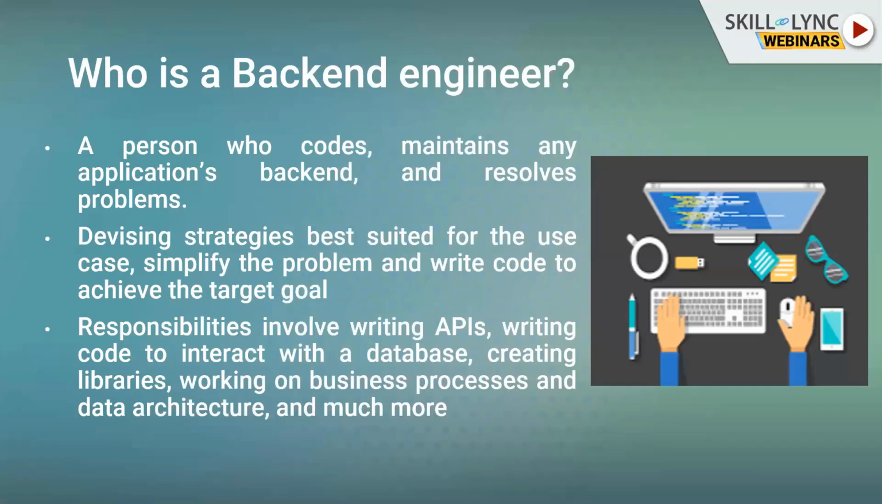Some of you might have read the news. Google went down, I think 2 days back. Google servers were not working simply because Google ran out of storage space. So imagine, if Google can run out, anybody can run out. Now, responsibilities involve writing APIs, writing code to interact with databases, creating libraries, working on business processes, data architecture, and much more. So the list is endless. There's a lot that happens in backend engineering, and there are various components.